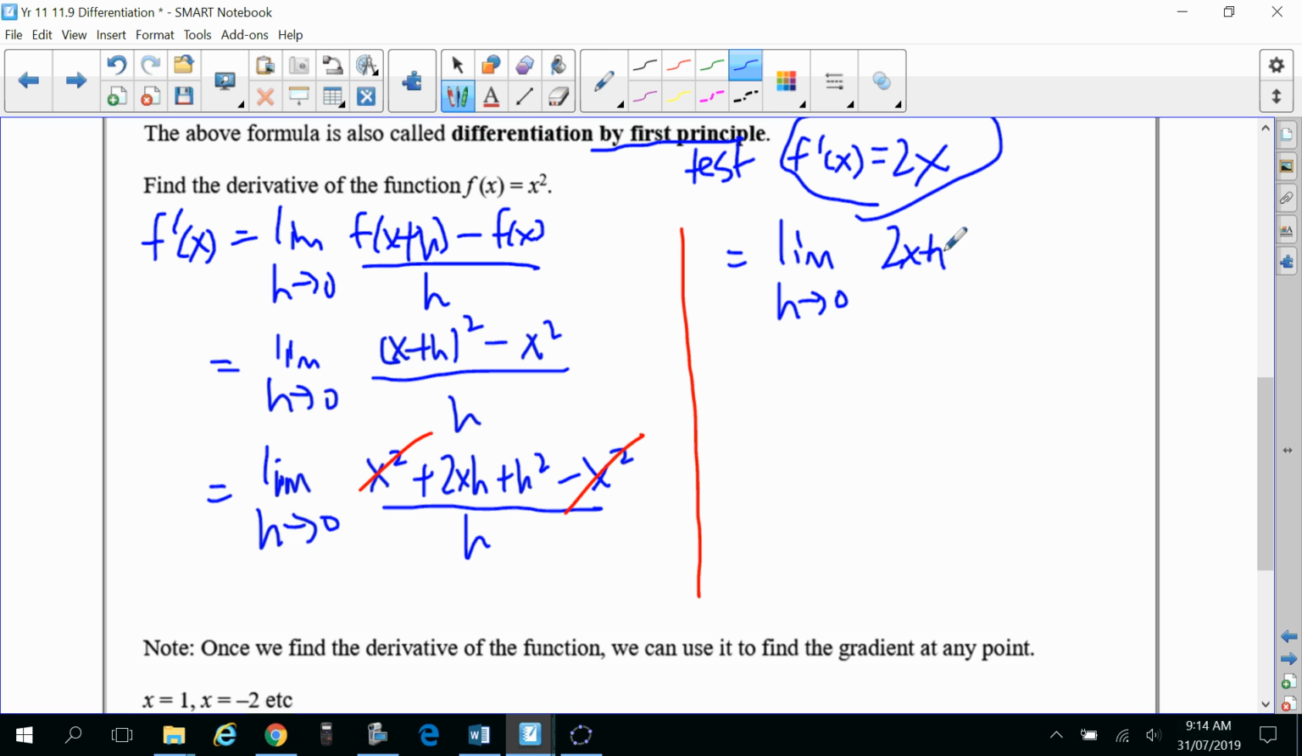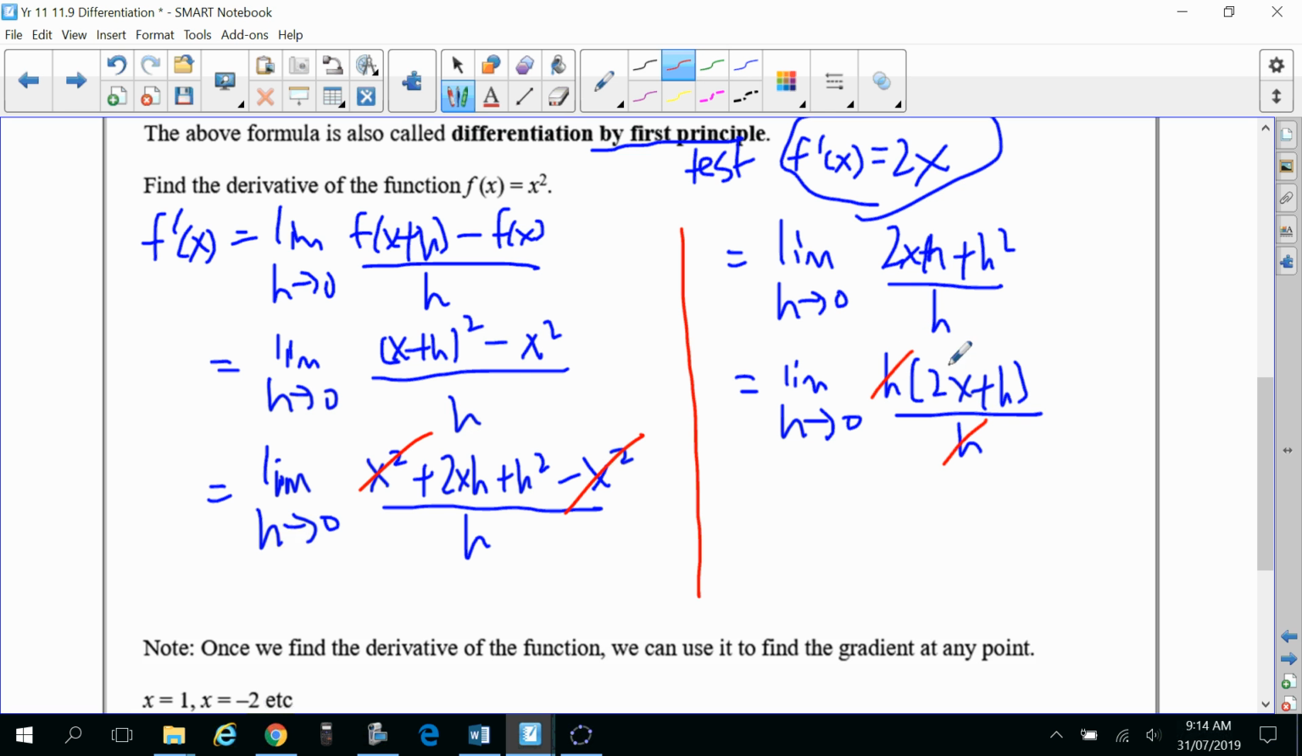x squared plus 2xh plus h squared minus x squared over h, limit h approaches 0. h times 2x plus h over h. The h gets cancelled. Very important. Always factorize the h out. If you can't factorize the h out, you're in trouble. And notice that the x squared term always gets cancelled. In fact, the only terms that survive are the h terms. All right? Again, you have to be patient. Do one step at a time. And then substitute 0 into h, not into x, into h.